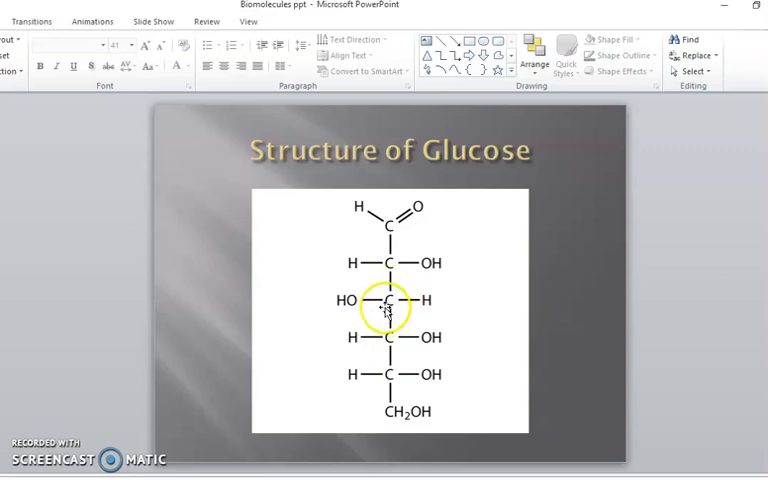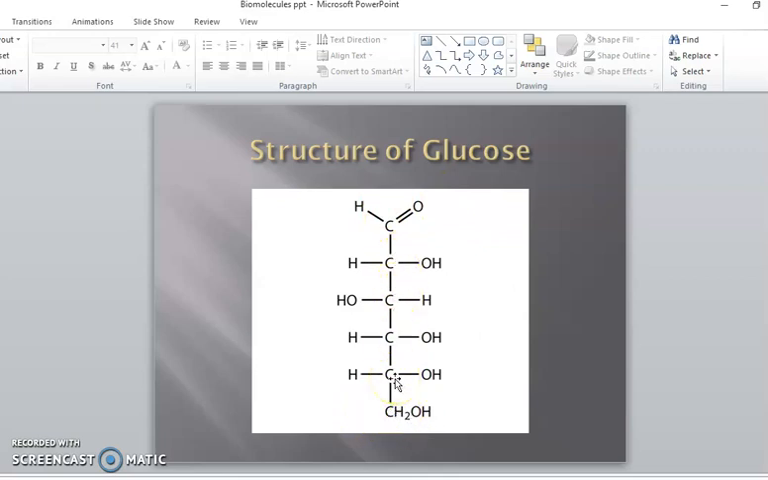From here onwards you remember it like this. On the third carbon, 1, 2, 3, on the right side it is H. On 2, 4 and 5 on the right side it is OH. This is how you remember the structure of glucose easily. At the top, on the first carbon, you have the aldehyde. At the bottom, on the 6th carbon, you have CH2OH.